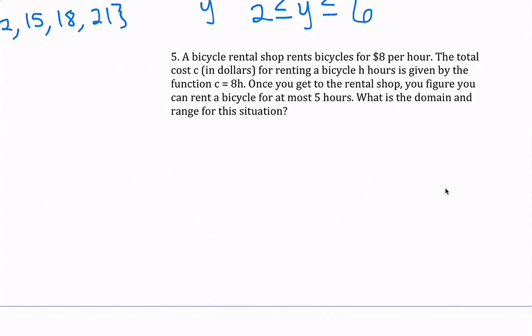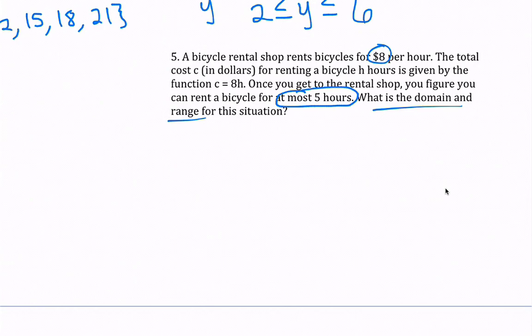So cube, C, circle the key numbers. Okay, so I know we can do it for $8 per hour, and I know that we're going to rent it for at most 5 hours. So that means the longest we're going to have it for is 5 hours. Okay, you underline the question. What is the domain and the range?